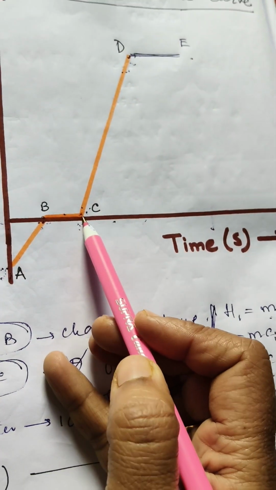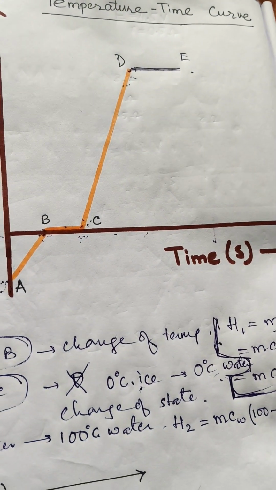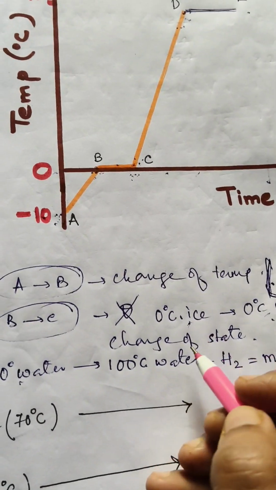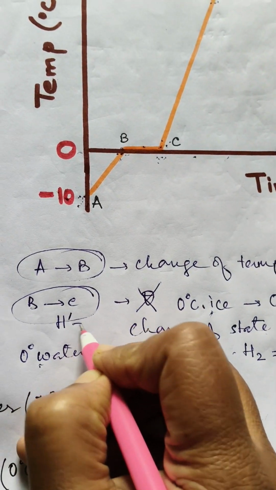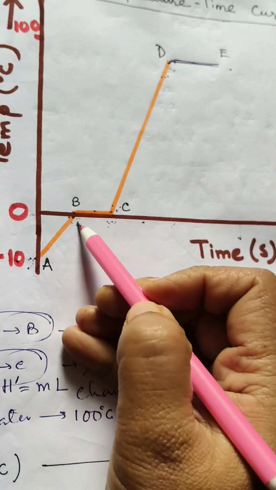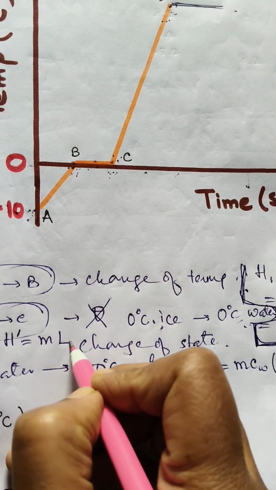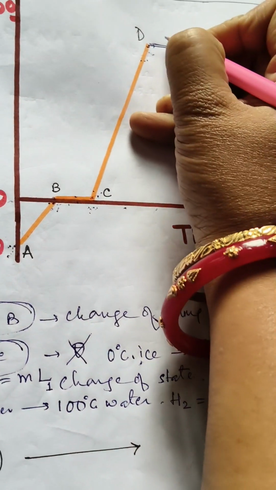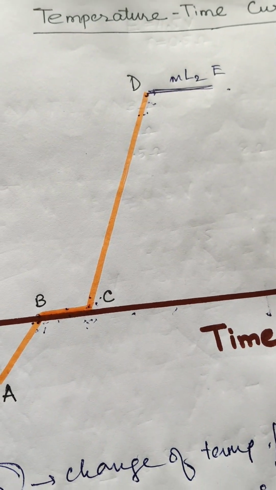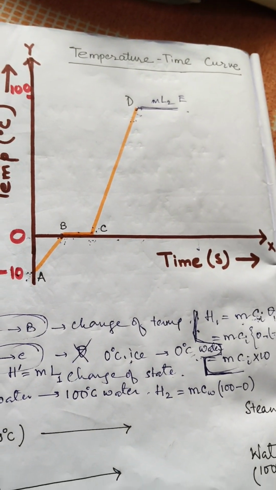This is latent heat of fusion at B, C, and then from D, E, it will be latent heat of vaporization. Again, what do you need over there? Over there, you need M into L. Over here, for change of state, the heat H dash will be ML. In the same manner, here it will be ML dash. You know, latent heat of fusion of ice and latent heat of vaporization of water are different. So if you call this L1, you have to call here ML2, where L2 shows the latent heat of vaporization of water. So this is the whole temperature time curve.